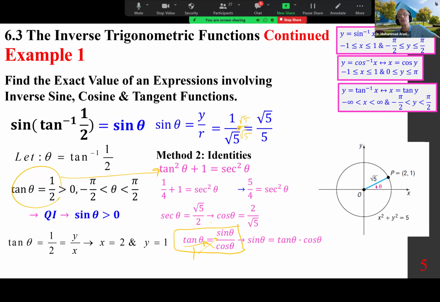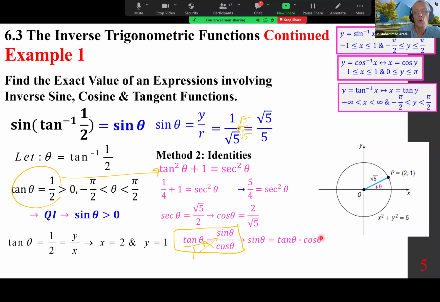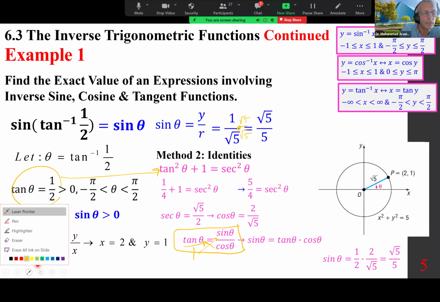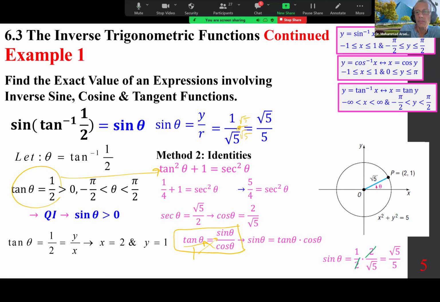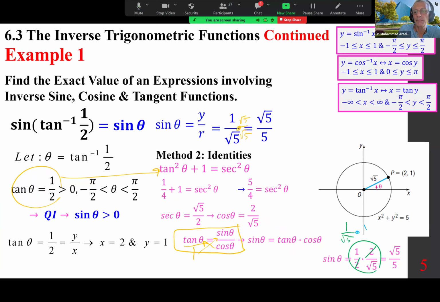Tan of theta is 1/2. Cosine is 2 over square root of 5. These two cancel out these two. We get 1 over square root of 5. And if we rationalize it, we get square root of 5 over 5. So very straightforward, everybody.